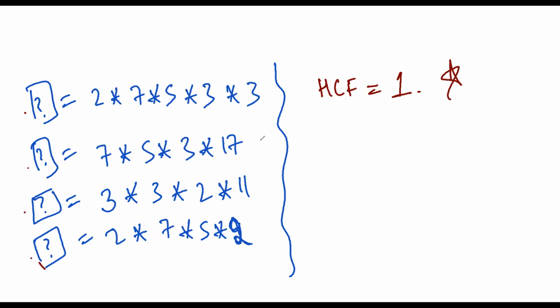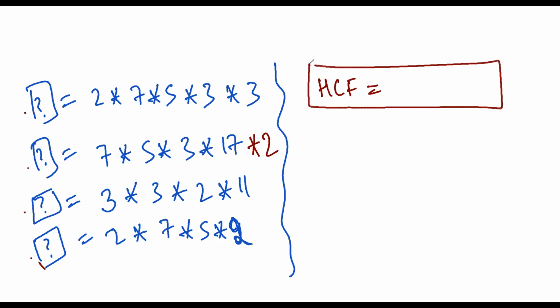Okay. Now let me modify this a bit. Let me write here 2. And let me write here. Okay, if this is the case now, then what would be the HCF? So 2, because I can see 2 here, 2 here, 2 here, and 2 here. So the HCF is 2. Have you understood? Yes, sir. Let me take another example.